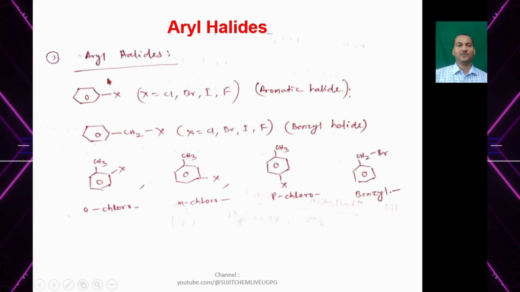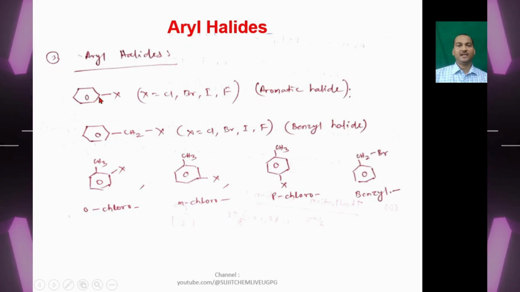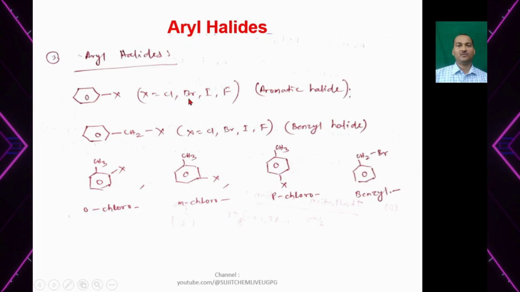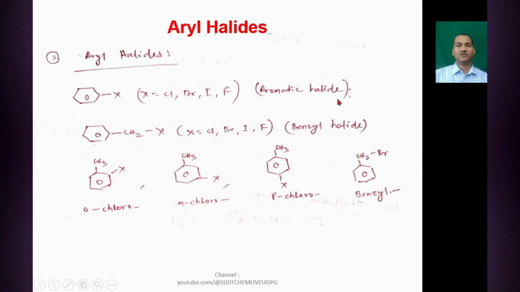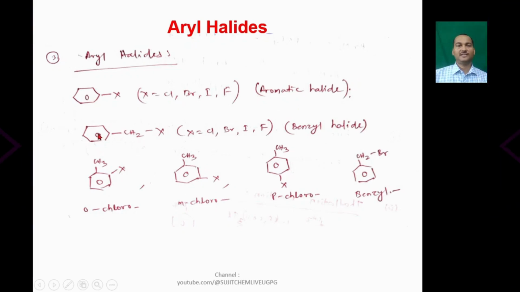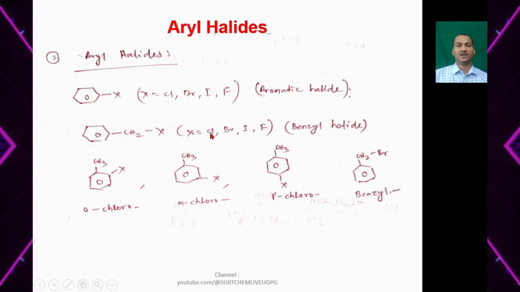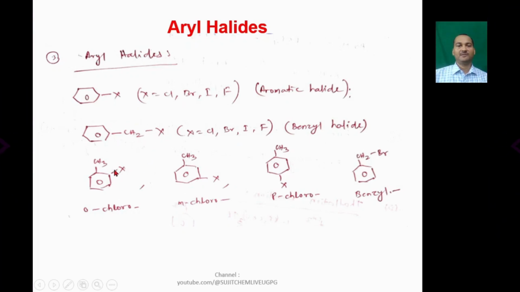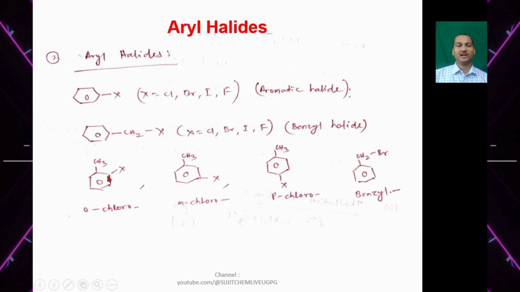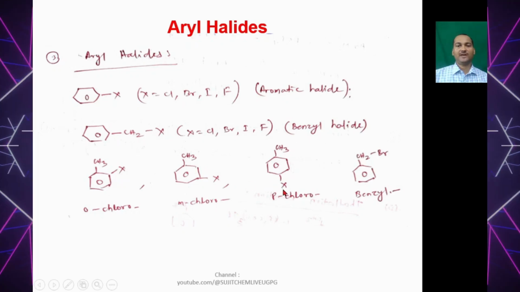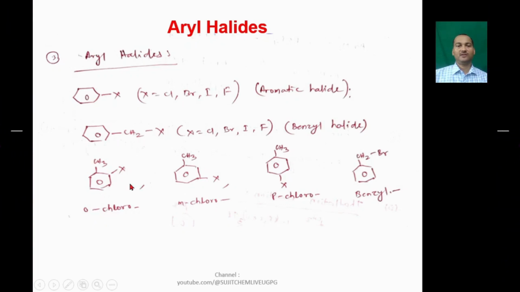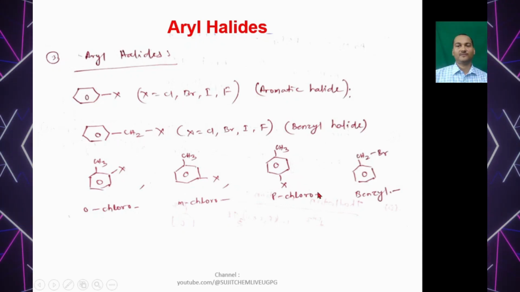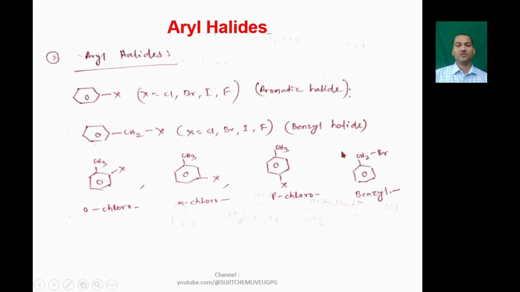This is the general formula of aryl halides: benzene ring hyphen X, so C6H5-X, where X equals chlorine, bromine, iodine, fluorine. This is called aromatic halide. Similarly, C6H5CH2X, where X equals Cl, Br, I, F, is known as benzyl halide. This X can be substituted at ortho, meta and para positions, known as orthochlorotoluene, metachlorotoluene and parachlorotoluene. Similarly, this one is known as benzyl bromide.